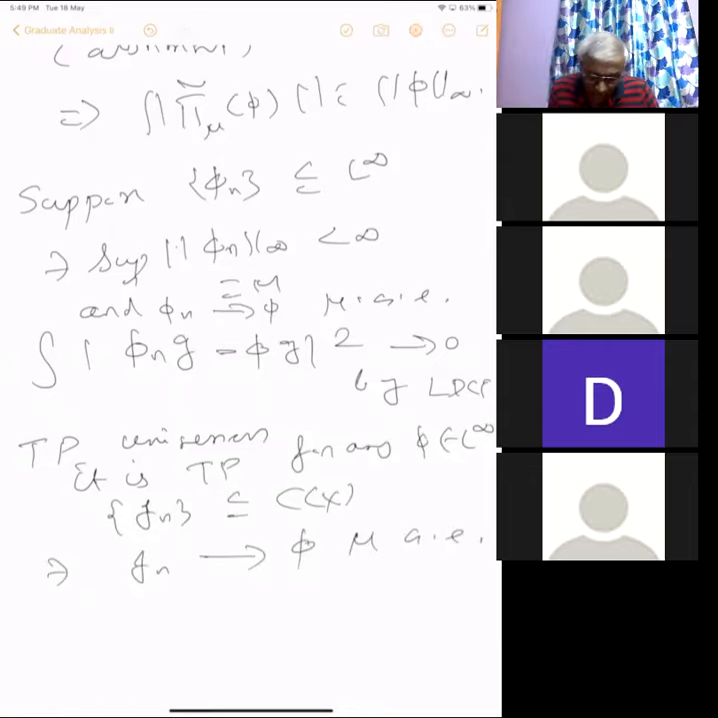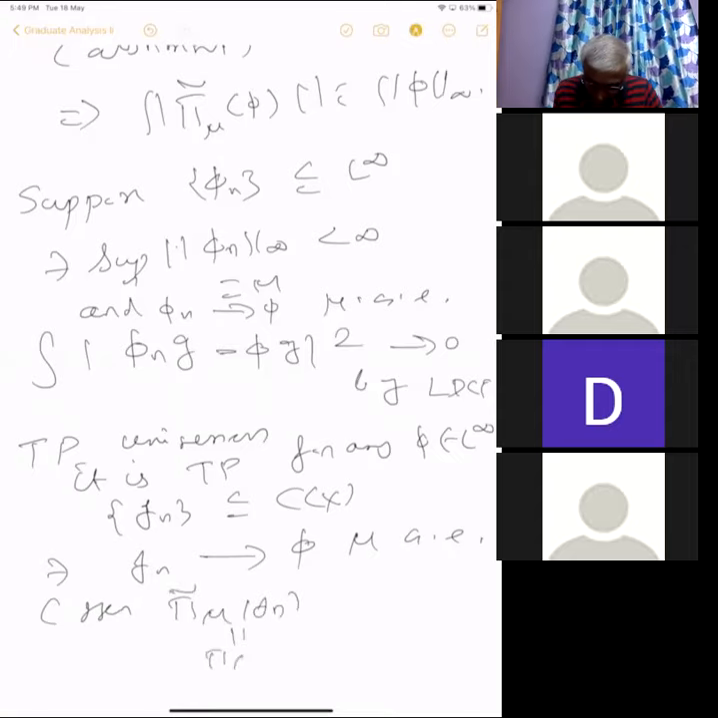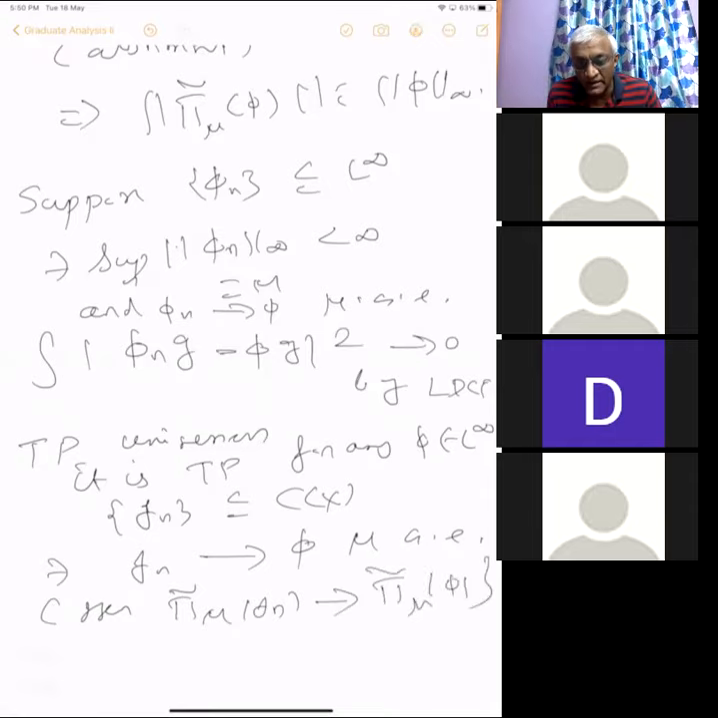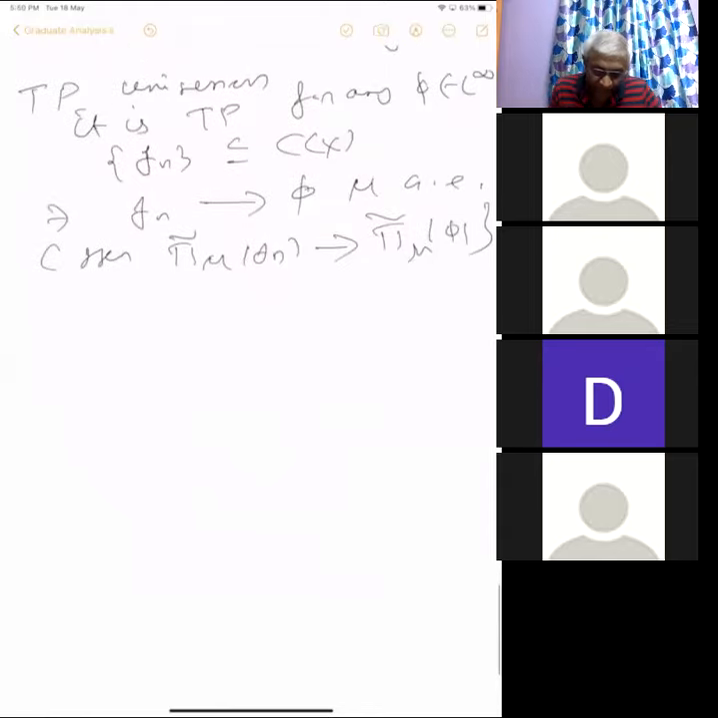Then pi mu tilde of F_n, which is the same as pi mu of F_n, will converge to pi mu tilde of phi. That's what we have proved. But then it has to be unique, because that is one such representation. You can't have two different ones. This implies that it's unique. So we only have to prove this.